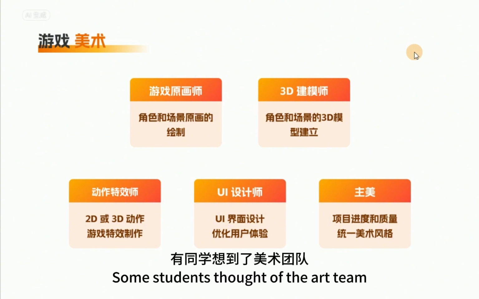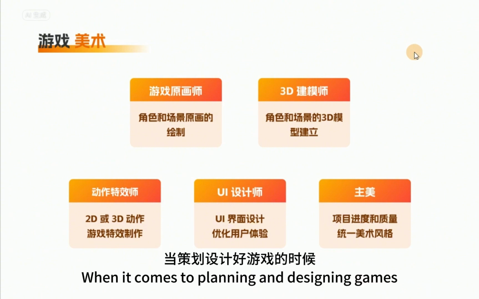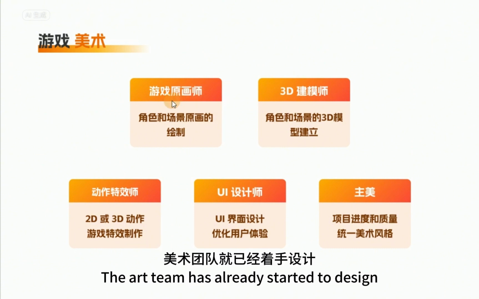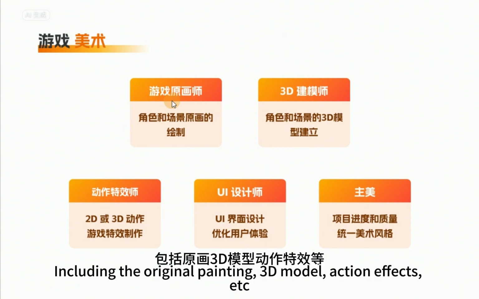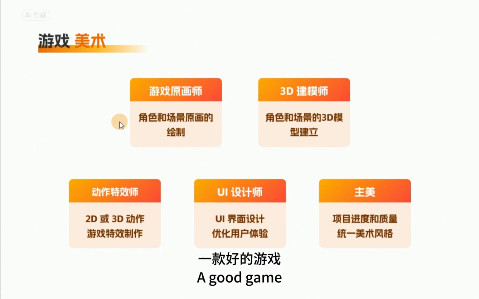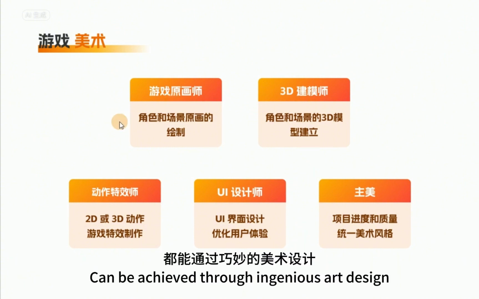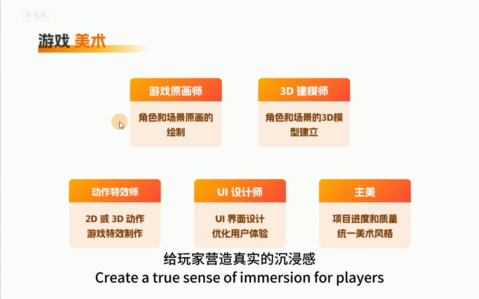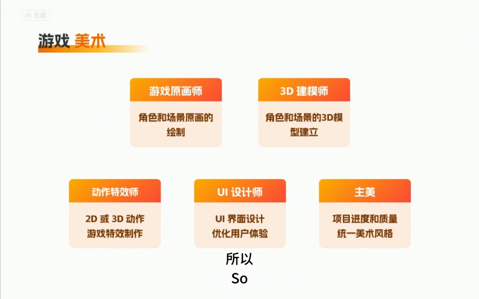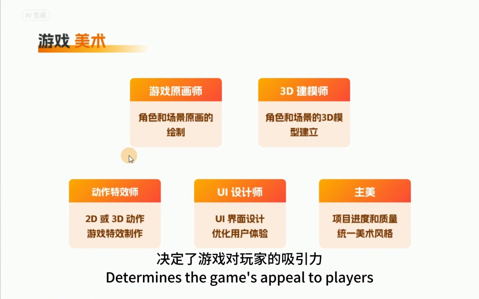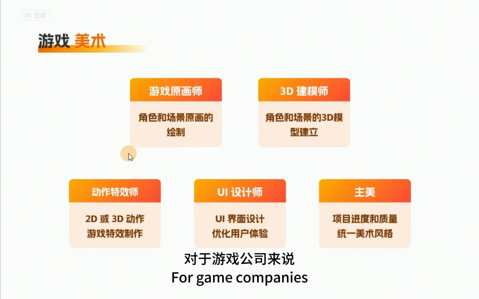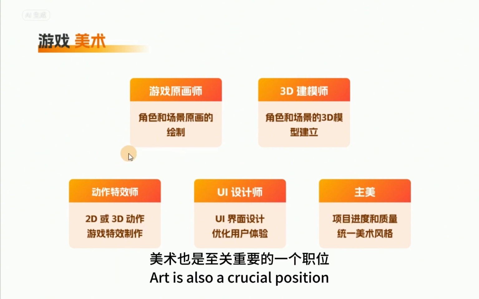Some students thought of the art team. When it comes to planning and designing games, the art team has already started to design the various art resources that need to be used in the game, including the original painting, 3D model, action effects, etc. A good game can be achieved through ingenious art design, creating a true sense of immersion for players. So, art to a certain extent determines the game's appeal to players. Therefore, for game companies, art is also a crucial position.